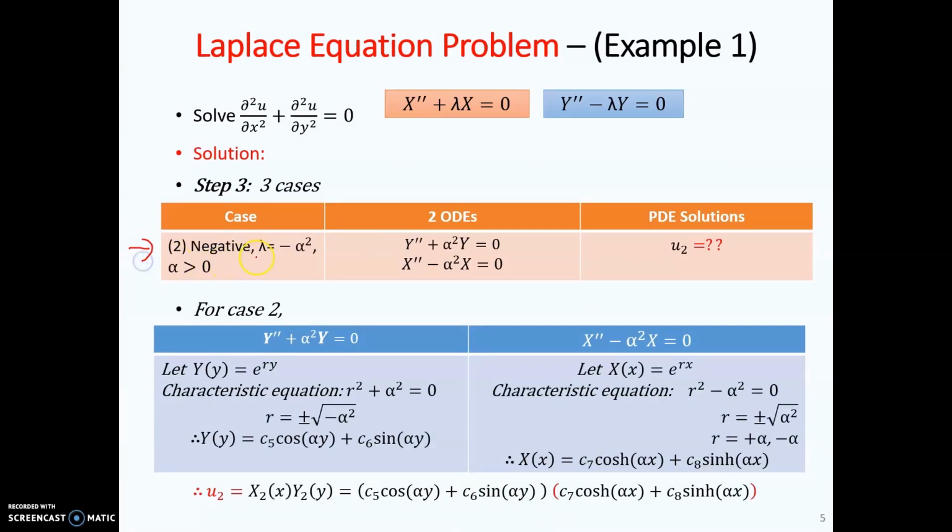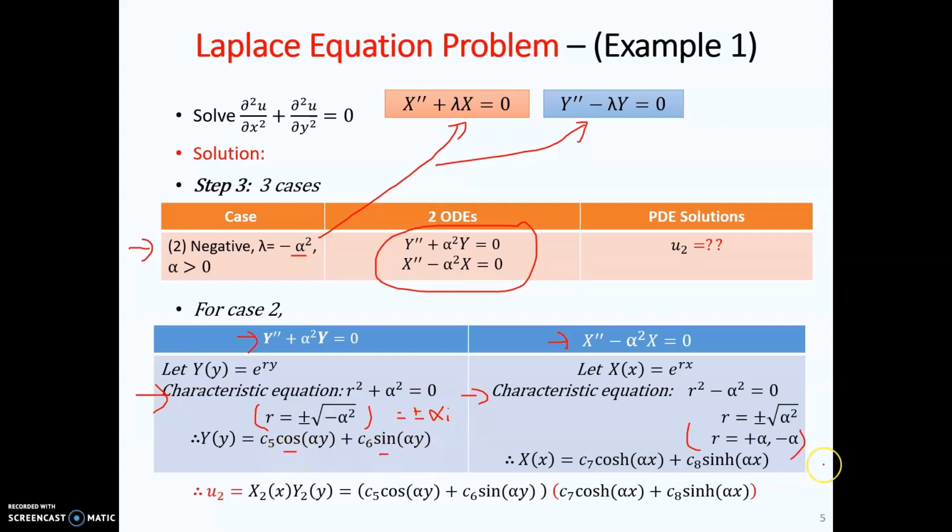For the second case, we assume the lambda equal to negative alpha square, substitute inside this to obtain the new ODE here. Now we are going to solve these 2 ODE. So you are using the similar approach. By performing the characteristic equation approach, you obtain the root. Since the root here is plus minus alpha i in imaginary number, therefore we can convert it into sine and cos format. Since the root here is equal to plus minus real number alpha, therefore you convert it to the hyperbolic cos and sine format.